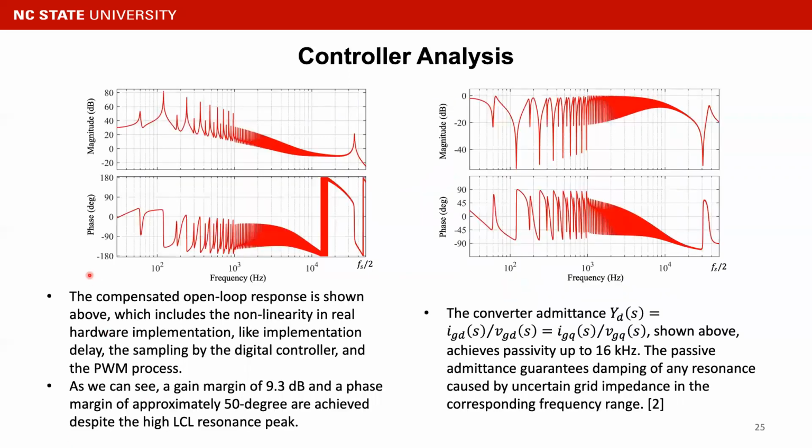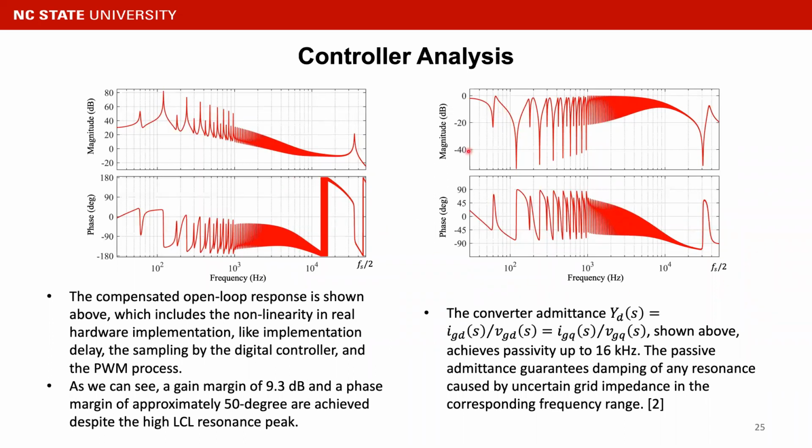Here's the analysis of our controller. On the left, we have the response of our compensated open loop, which includes the nonlinearity of the real hardware implementation, like the digital delay, the sampling by the digital controller, and also the PWM process. As we can see, a gain margin of 9.3 dB and a phase margin of approximately 50 degrees are achieved despite the high LCL resonance peak.